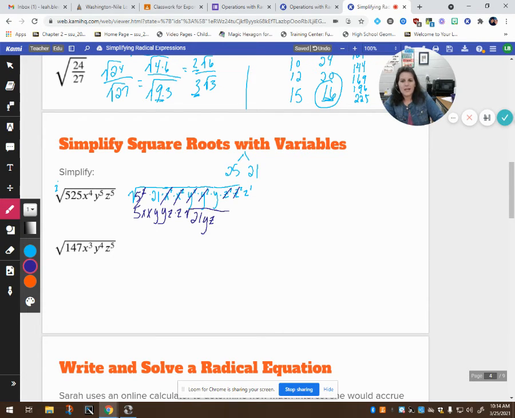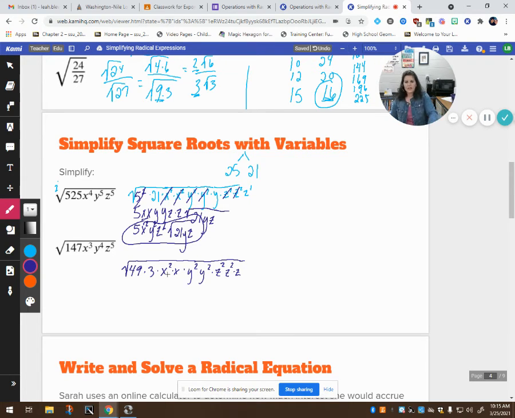So going ahead and writing this now in simplified version, x times x is the same as x squared. Y times y is the same as y squared. We've got a z squared, and then we've got the square root of 21yz. So this is simplified radical form. Okay, let's try 147. I encourage you to pause the video and try this on your own.